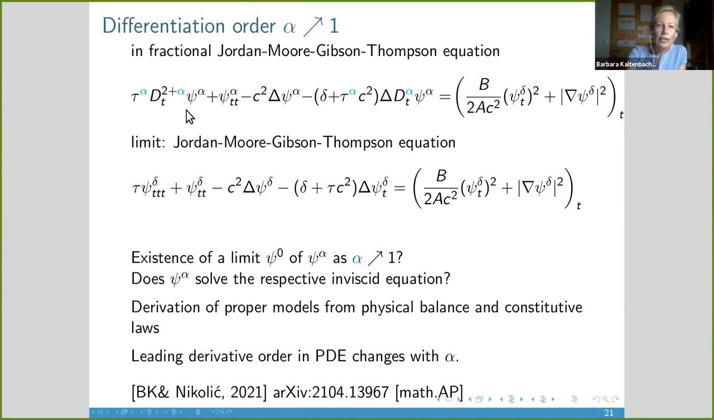And what you also see here is that formally, if you let alpha tend to 1, we end up again with one of these classical higher order models, namely the JMGT equation. And our aim was here to really do again this limiting process in a rigorous way, which, as you can imagine, is challenging due to the fact that the leading order derivative also depends on this limiting quantity.